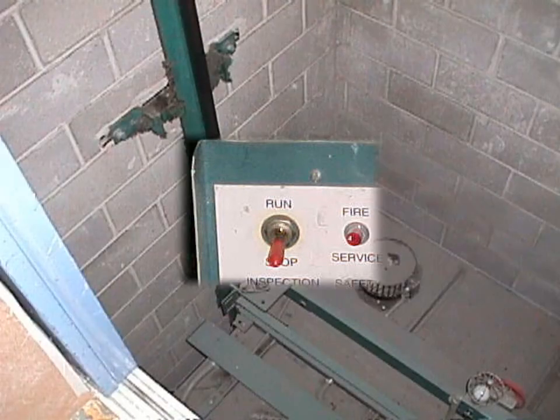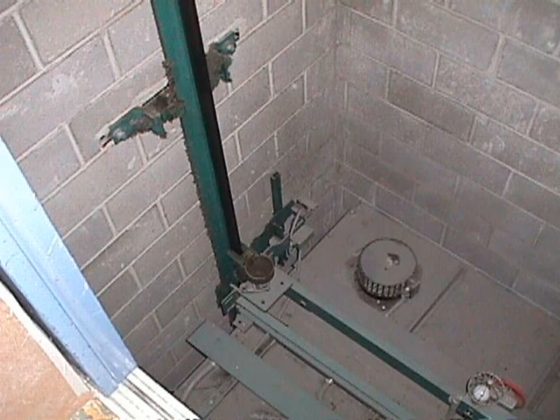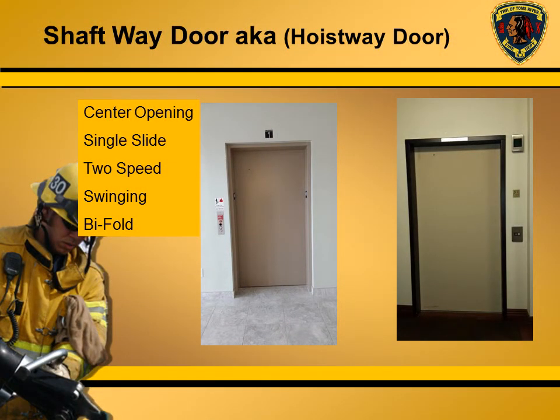Cars travel up and down in the hoistway via rails that are attached to the hoistway. Hoistway doors come in various models. Some of the most common are center opening, single slide, two leaf slide, swing open, and bifold.